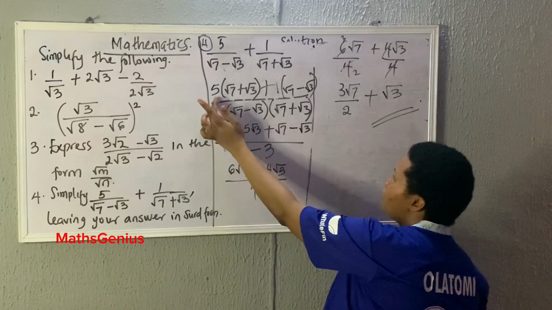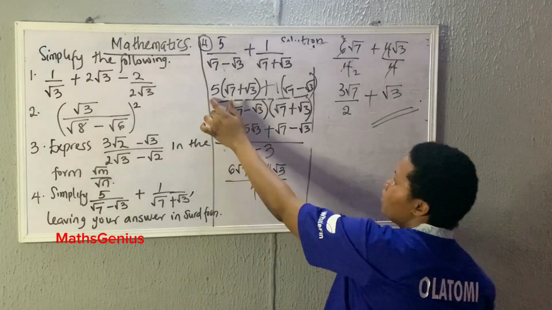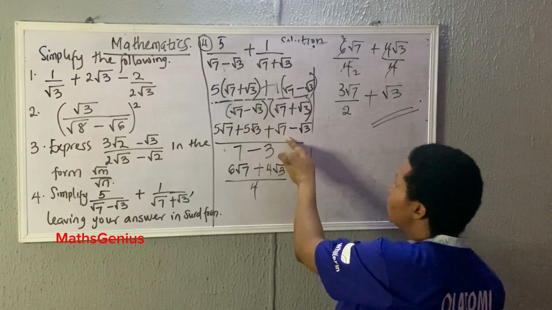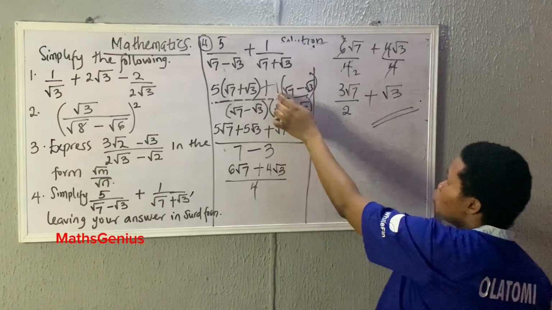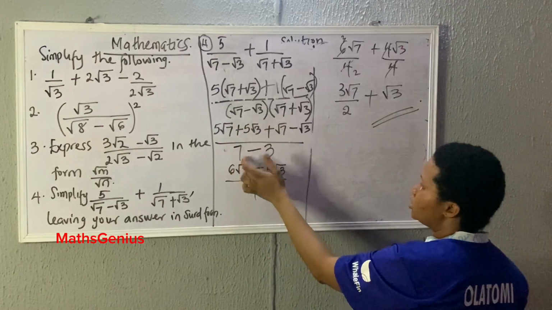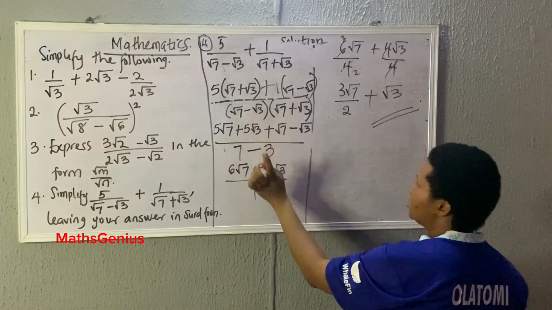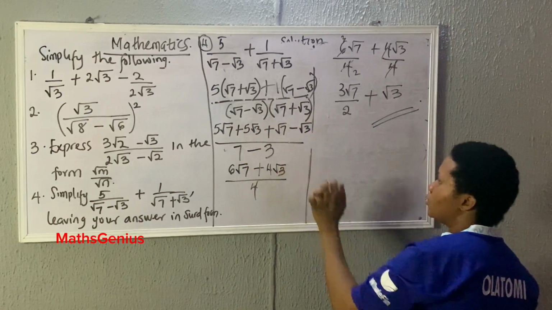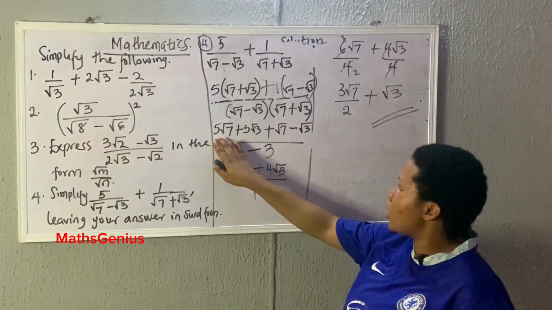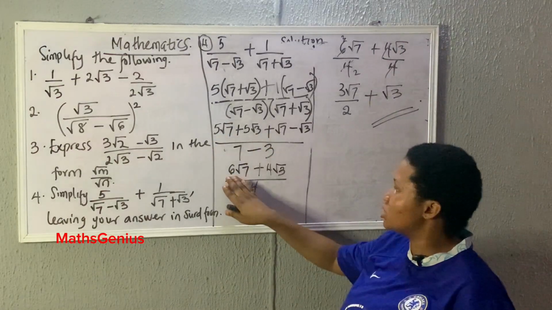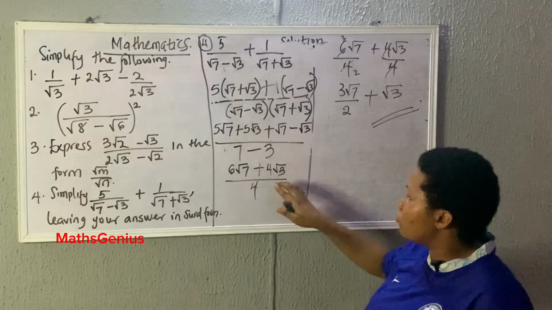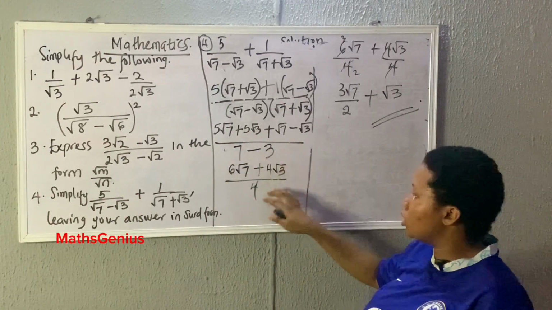Opening the bracket, we have 5 root 7 plus 5 times root 3 will give us 5 root 3, plus 1 times root 7 will give us root 7, plus times minus is minus. 1 times root 3 is root 3, divided by root 7 times root 7 is 7. The minus times plus is minus. Root 3 times root 3 is 3. We are doing that because they are conjugates of each other. So 5 root 7 plus root 7 will give us 6 root 7, and 5 root 3 minus root 3 will give us 4 root 3. 7 minus 3 will give us 4.